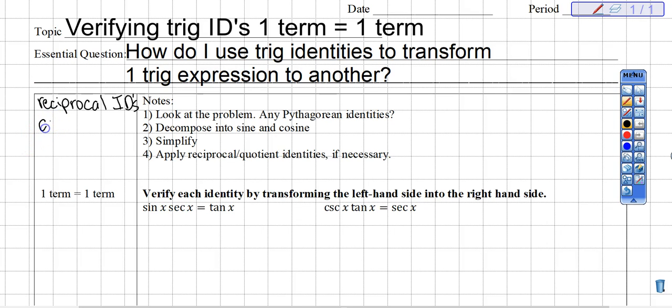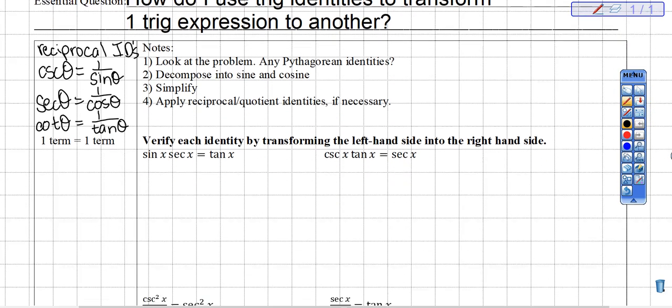Think reciprocals. Cosecant of theta equals 1 over sine theta. Or what if I say sine theta equals 1 over cosecant? Okay, so reciprocal identity number 1. Let's go with, if I say secant of theta, you say 1 over cosine theta. If I say cosine theta, you say 1 over secant. Okay, last one. Cotangent of theta equals 1 over tangent of theta, or if I say tangent of theta's reciprocal is 1 over cotangent. Okay, so those are your reciprocal identities.